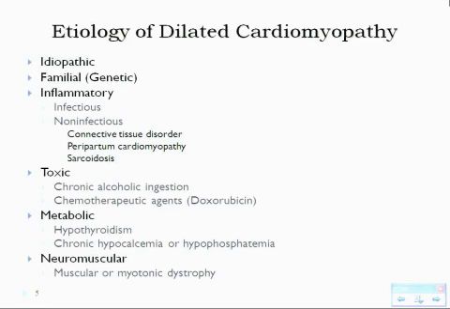Metabolic-wise, you can also get cardiomyopathies due to elevated levels of TSH and low levels of T3, T4, so hypothyroidism. And chronic hypocalcemia and hypophosphatemia are known to also cause cardiomyopathy that's dilated in nature. And some muscular dystrophies and myotonic dystrophies may also lead to dilated cardiomyopathies.